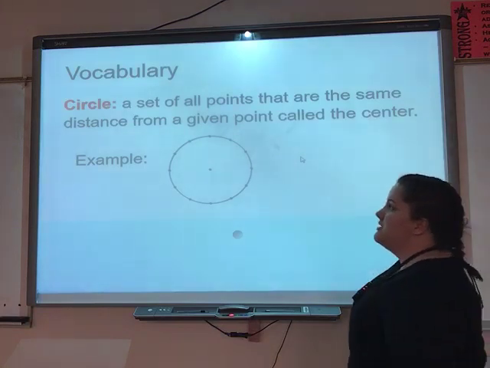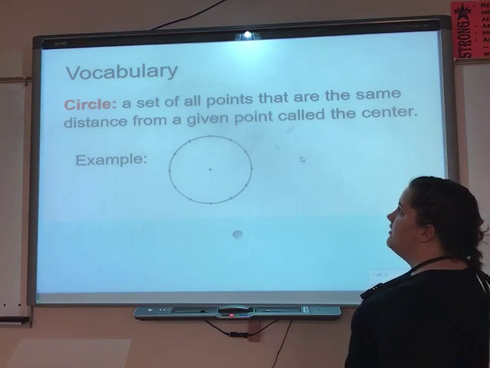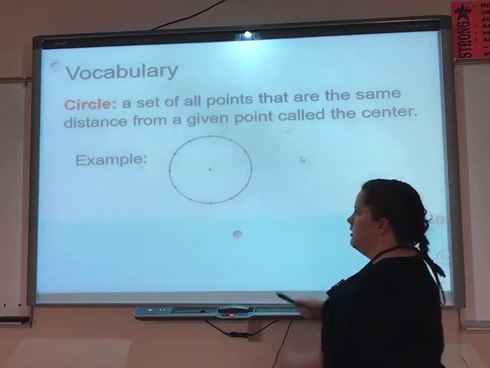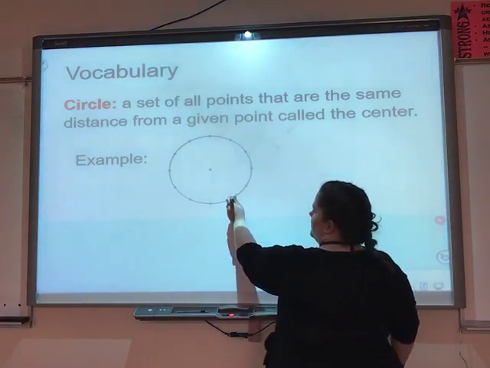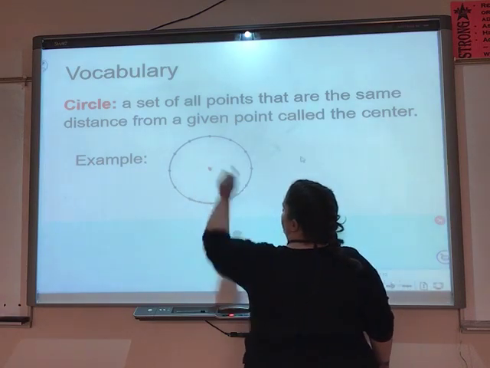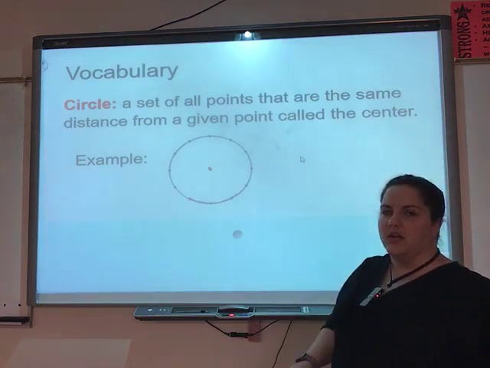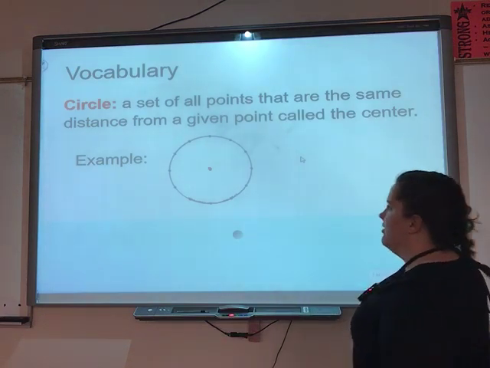A circle is just a set of all of the points that are the same distance from a given point called the center. So we have all of these points that are the same distance away from this middle center point. Make sure that you draw that circle and also label.